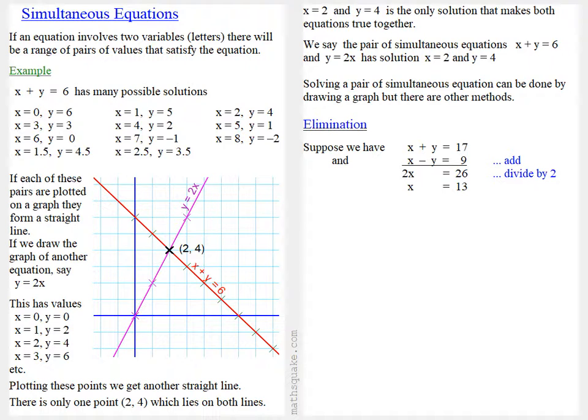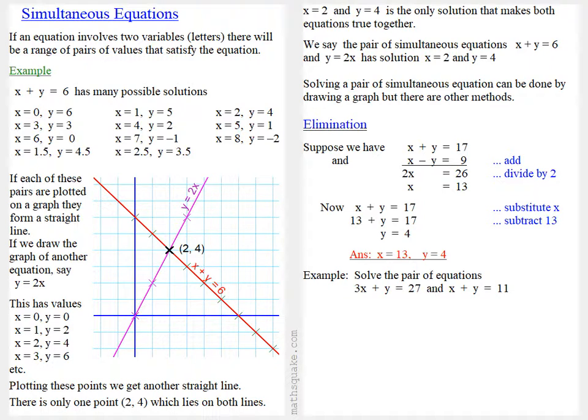Now we can substitute x is 13 into one of the equations, x plus y equals 17. So substituting x, 13 plus y equals 17. Subtracting 13, y equals 4. So the pair of simultaneous equations has the solution x equals 13 and y equals 4.